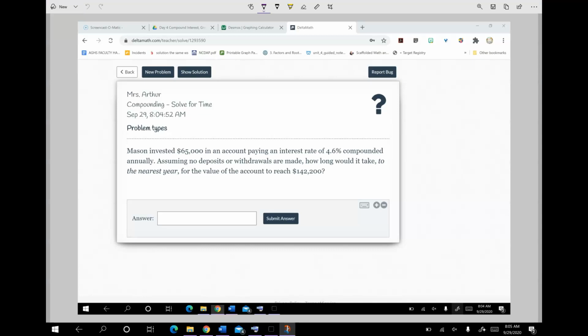All right, here we go. So, as we read, we're going to highlight, okay? Mason invested $65,000 in an account paying an interest rate of 4.6% compounded annually. Assuming no deposits or withdrawals are made, how long would it take, to the nearest year, for the value of the account to reach $142,200? All right, so we have the formula A equals P times 1 plus R over N to the NT.